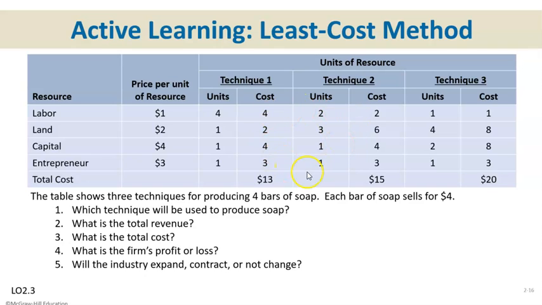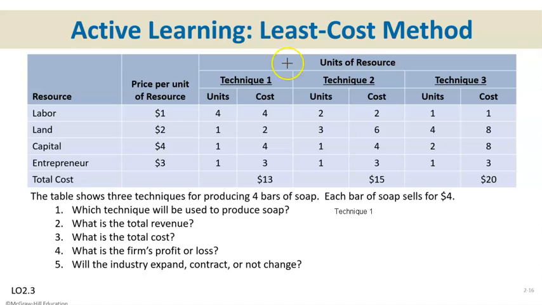Once you have your table completed, then you can answer question number 1, which is, which technique will be used to produce soap? And the answer is the least costly one. So we're looking for the lowest cost. That would be this one here, which means they will be using technique 1 to produce soap.